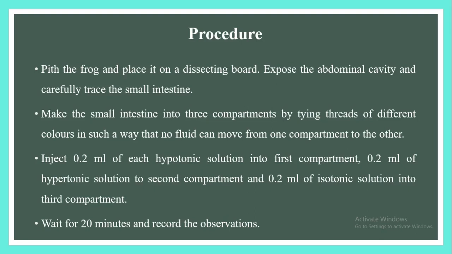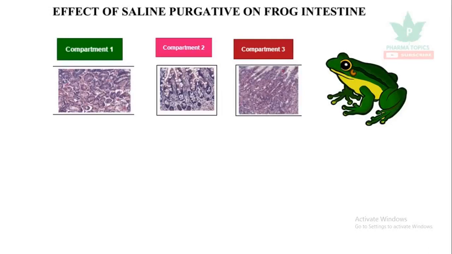Now inject 0.2 ml of hypotonic solution into the first compartment, 0.2 ml of hypertonic solution into the second compartment, and 0.2 ml of isotonic solution into the third compartment. Now wait for 20 minutes and record the observation. Here is the procedure for the effect of the saline purgative.